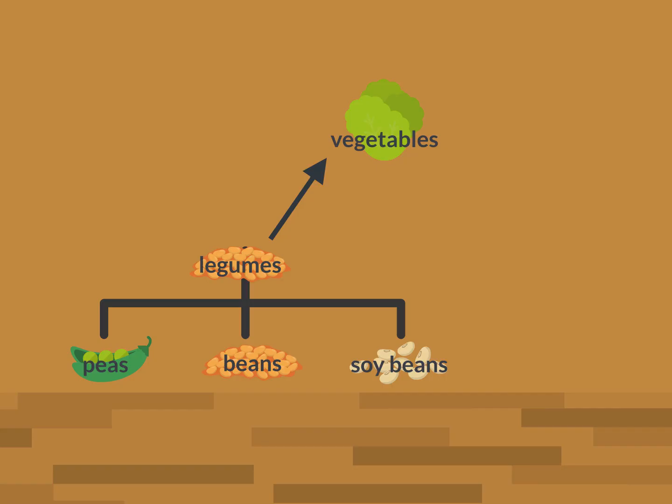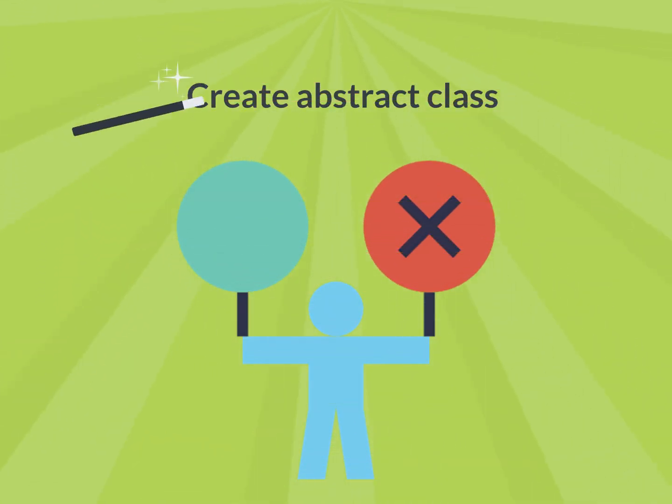For example, vegetables have many properties common to all vegetables, but you can't create an instance for a non-specific vegetable, because you don't know something about it, like its shape or color. Therefore, vegetable is an abstract class, and the specific details of each vegetable are determined by subclasses. Create abstract class.